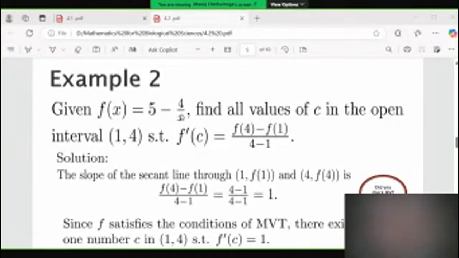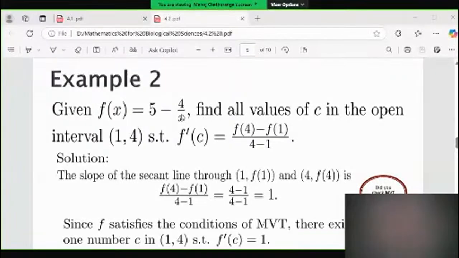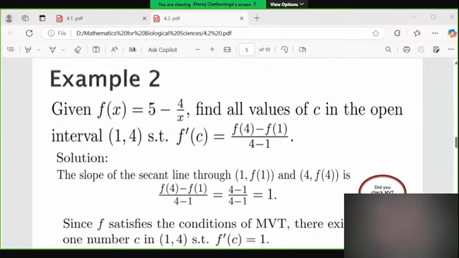Can you differentiate this function and tell me the derivative? I can give you 30 seconds. Please differentiate this function and type the answer in the chat.